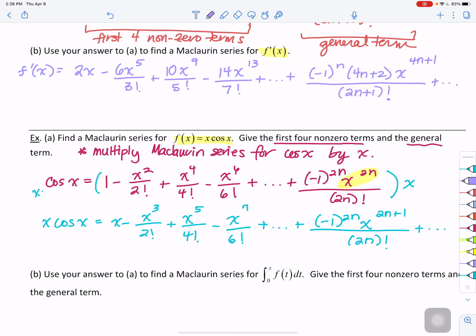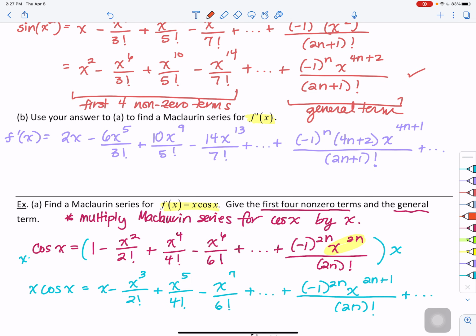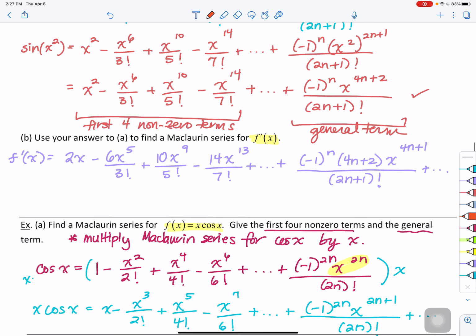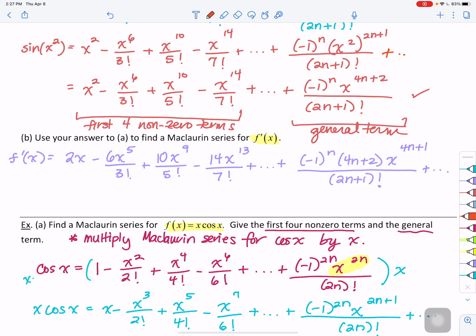And of course, this would go on and on and on, just like all of these. We have never really stopped, okay? Even up here, when we get to these terms, that's just the nth term, but there's more terms after that, okay?